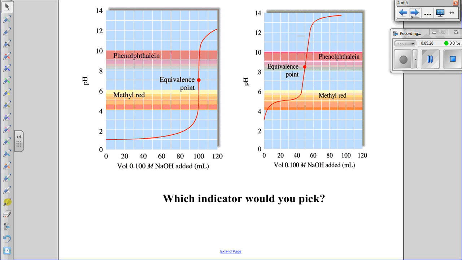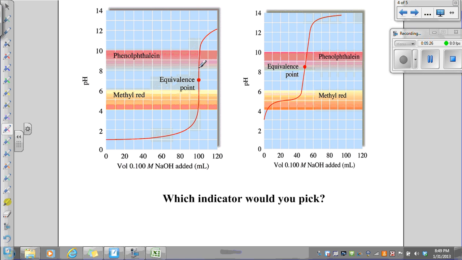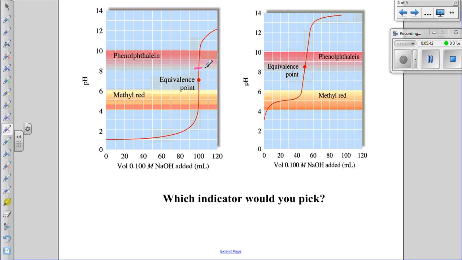Now what I want to look at is choosing an indicator. You need to know approximately where your equivalence point is going to occur. We want to pick the indicator that's going to change color really close to the equivalence point. If we look at this first one, phenolphthalein changes color right about here, and methyl red's distinct color changes here, neither of which is close to that equivalence point. Now, if I look at this one, this equivalence point is a pH of 7. Of the two, phenolphthalein is probably a better pick.